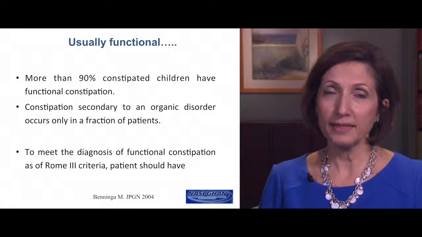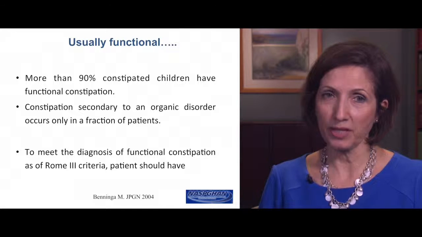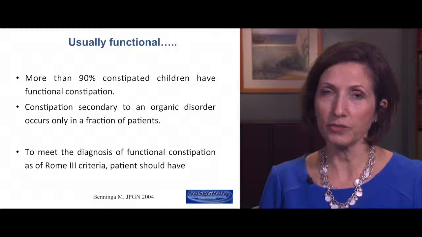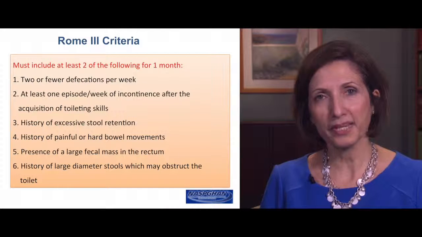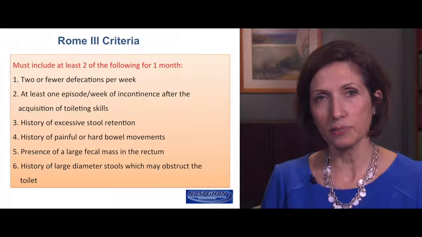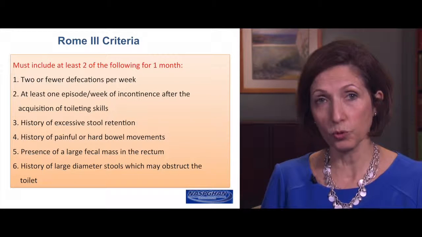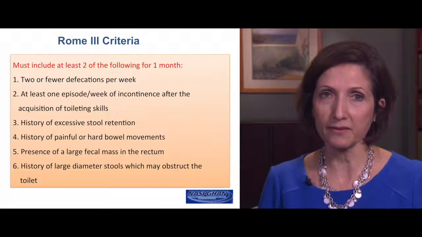Now, to meet the diagnosis of functional constipation by the Rome 3 criteria, or definition, the patient should have 2 of the following for at least 1 month. The Rome 3 criteria list 6 items, and the patient should have 2 of those for at least 1 month.